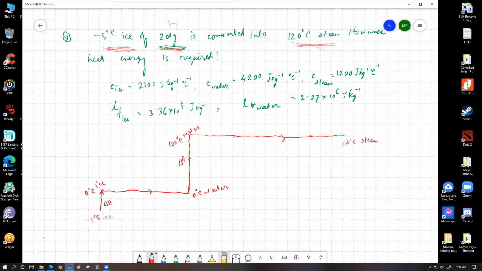And then the steam is going to start rising its temperature, and eventually, according to the question, the final temperature is 120 degrees. So let's say this is the place where the steam is converting into 120 degrees Celsius steam. So here we have another delta theta.